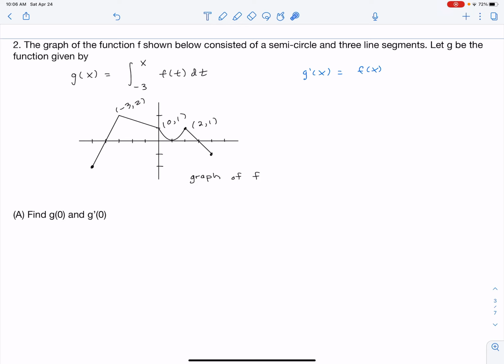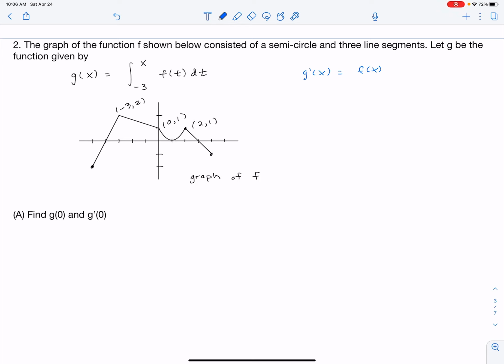On the other hand, if they are asking me derivative questions, like what is g prime of 3, well, g prime of 3 equals f of 3. So I look at this graph, find 3, and f of 3 in this case is 0. Again, it's important that when you are looking at this graph, you know how it relates to your given function. That being said, let's get this going.